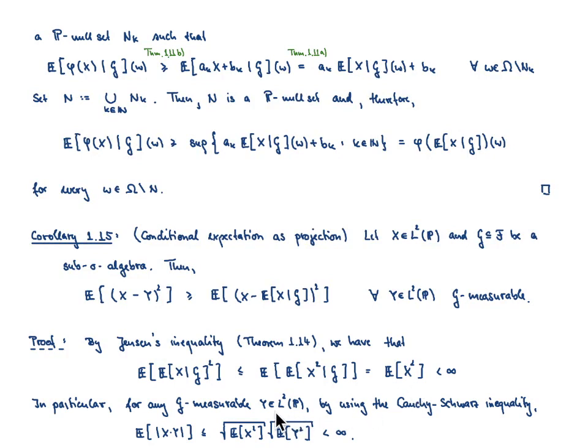Moreover, for any G-measurable and square-integrable random variable Y, you can use the Cauchy-Schwarz inequality to show that the expectation of the modulus of the product of X times Y is bounded from above by simply the square root of the product of the expectation of X squared times the expectation of Y squared. By assumption we know both of these terms are finite, hence we know that that thing is finite.